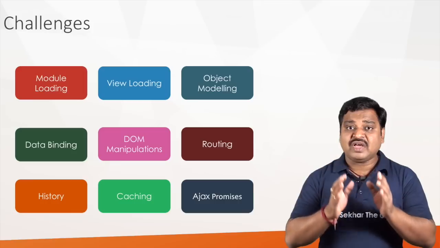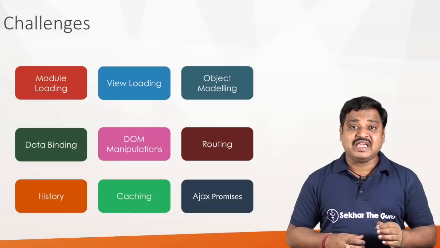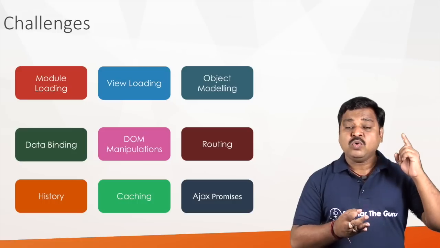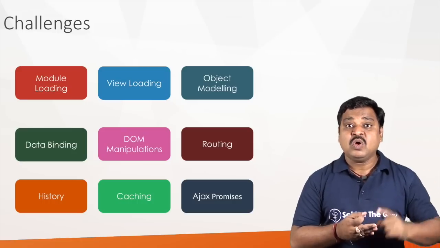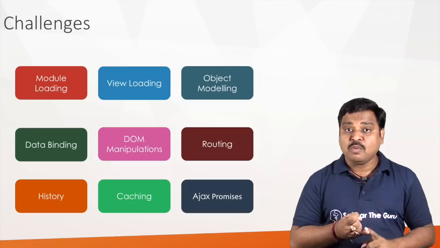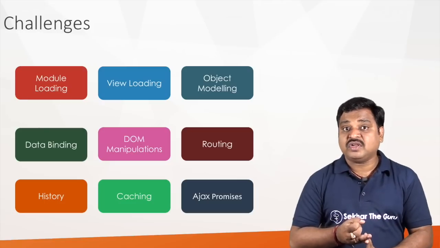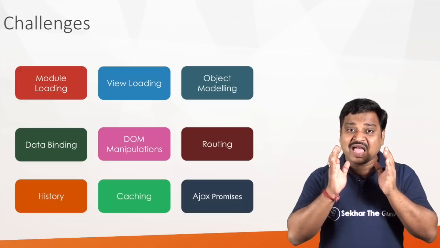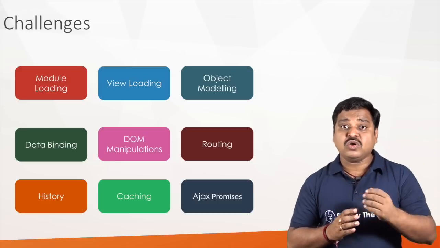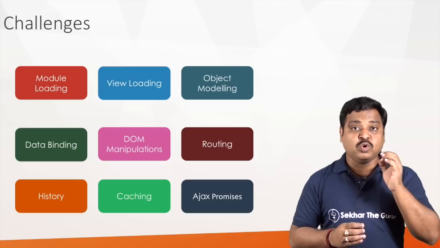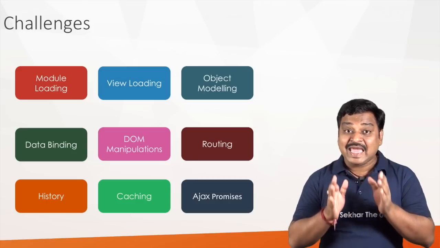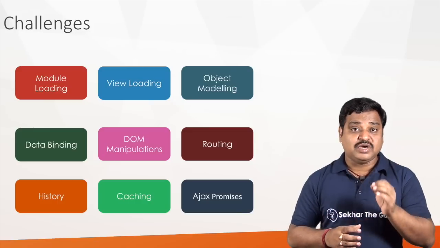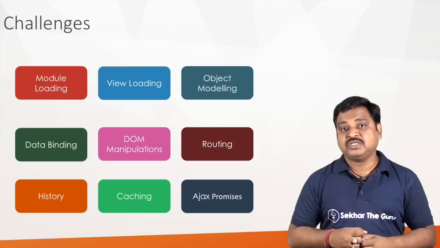Now, if we observe the list, we can start thinking: how do I modularize this application? How do I update the view? How does the object modeling have to be done? What about the data bindings and the DOM manipulations? The page is only one, so how do I support the routing and maintain the history? And when I navigate from one single record to all courses, it may take some time to load all the courses, so how do I engage my client in the meantime? To overcome this, we need to depend on many solutions.